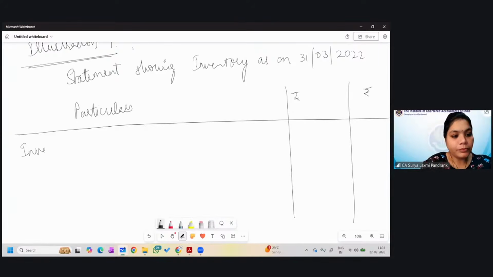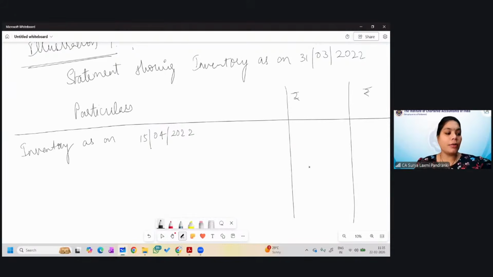So what is the inventory as on 15th April? I'm taking 15th April 2022 as my base. This will be my base for sure because I have to start from somewhere. Where will I start from? I'll start from the stock taking value. What is the value? 50,000.